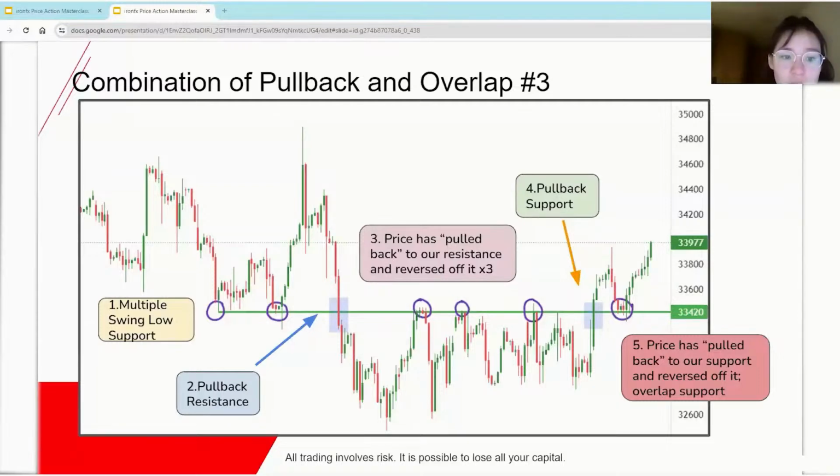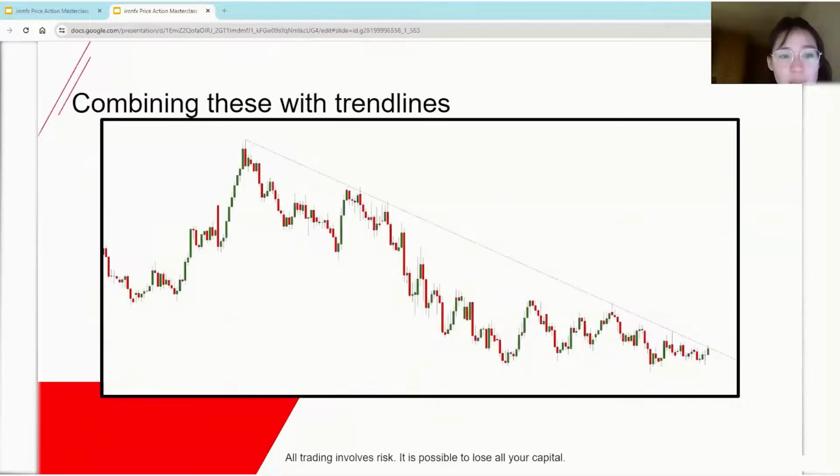Okay, so now let's combine all of these with our trend lines and price action. So here's what a trend line is. Just to recap, it's a valid trend line if there are at least 3 touches on it. So we have one swing high, two swing highs, and actually four swing highs here.